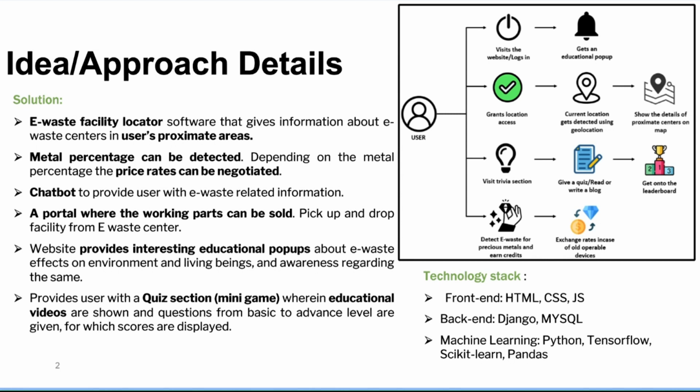Now let us see the diagram here. The user will first visit the website or can also log in to the website and will get an educational pop-up. When the user grants location access, the current location gets detected using geolocation with the Google Maps API, and the user will be shown details about the proximate centers on the map so that the user can visit a center for disposal of e-waste.